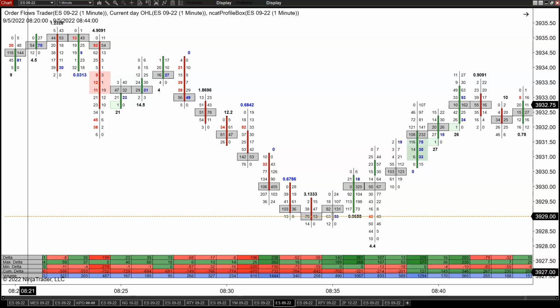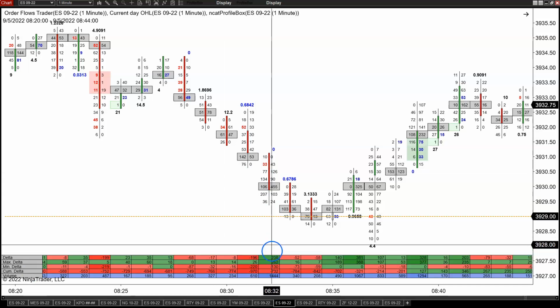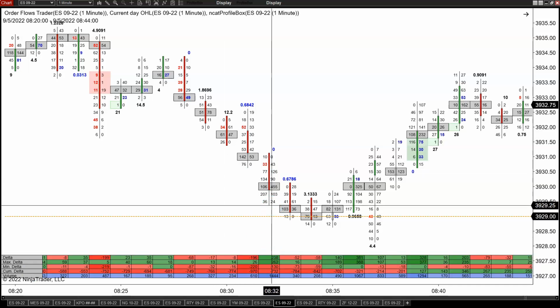and cumulative delta. Now, every bar is going to have a delta, and once the bar closes, the delta is not going to change. But as the bar is forming, obviously delta will still change because there's still trading taking place in the bar.